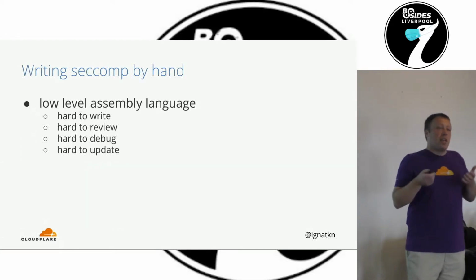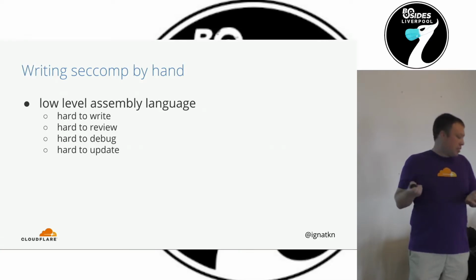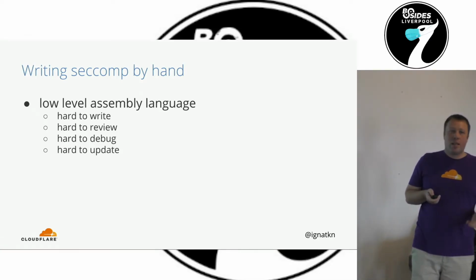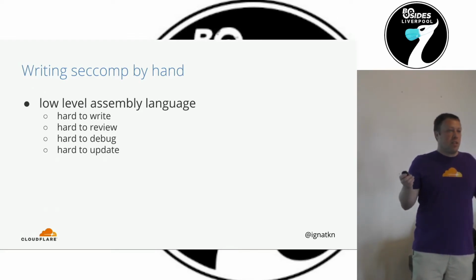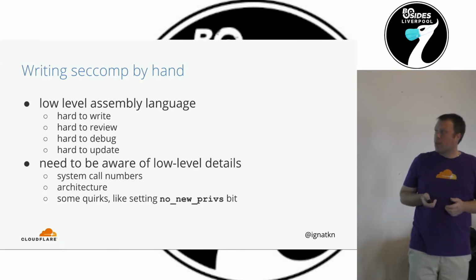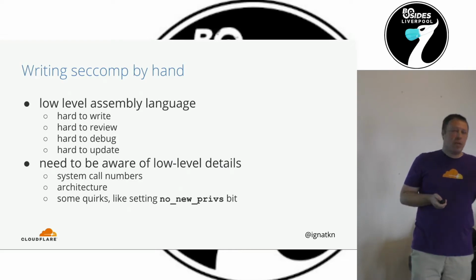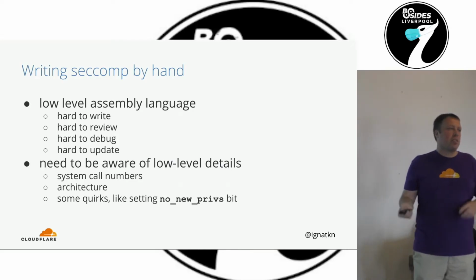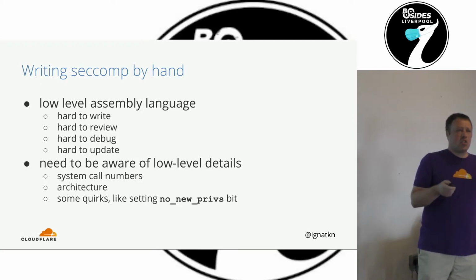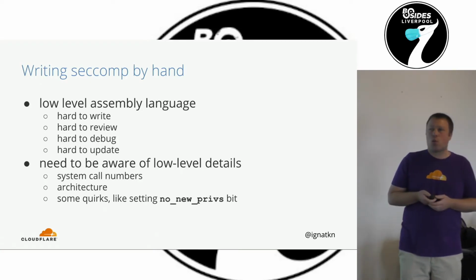But as we just saw, the problem with seccomp tool is this low-level assembly language. It's very hard to write, hard to manage, hard to update, and like we see, the code was huge for a simple application. Imagine real-world applications. How would that code look, right? And we also need to be aware of different low-level details. We need to know the kernel system call numbers, architecture, because it's all different in seccomp.